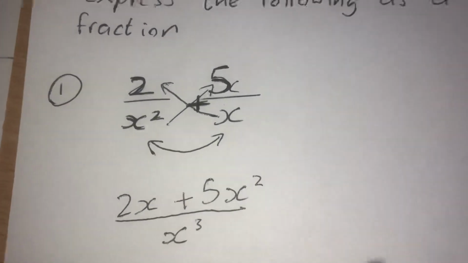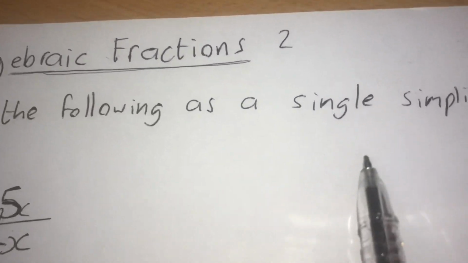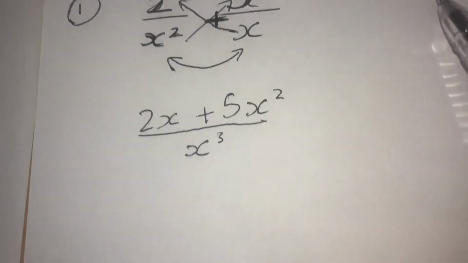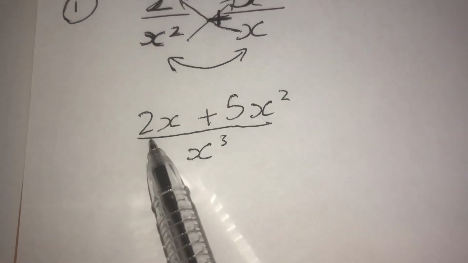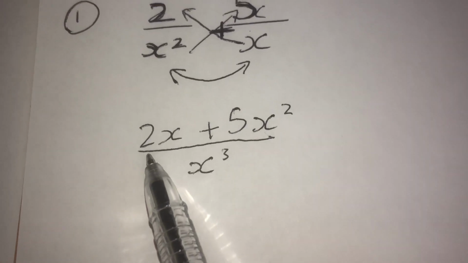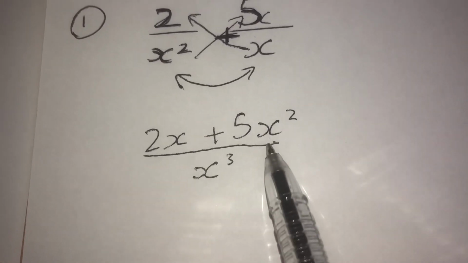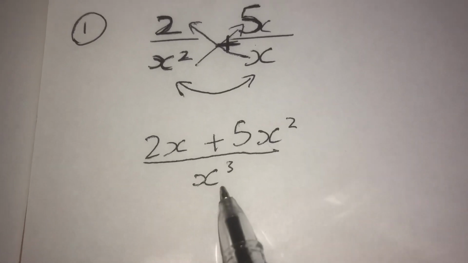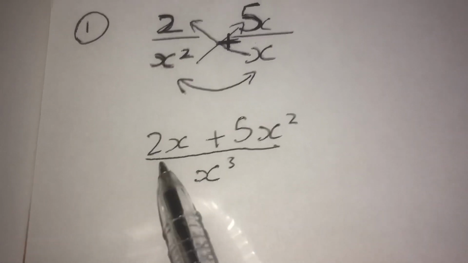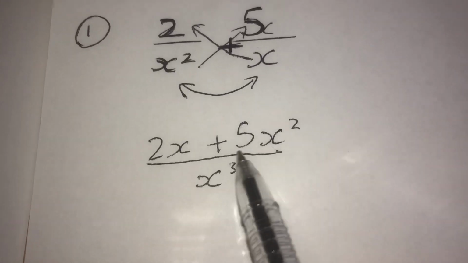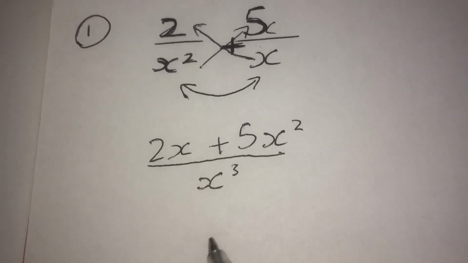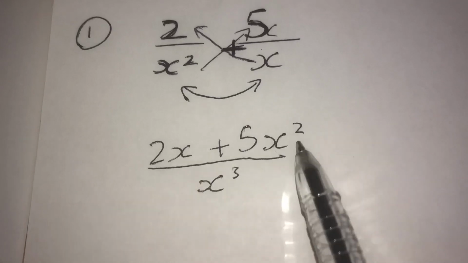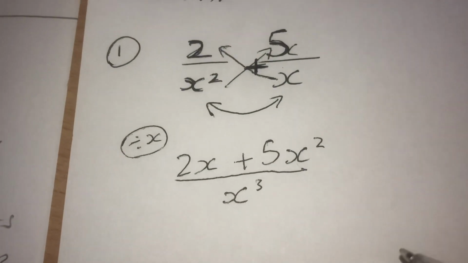However, we have been asked to express it as a single simplified fraction. So what we have to do is look at all three terms. I've got a 2x, a 5x squared, and an x cubed, and I have to see if there's a common factor between all three that I can divide by. Although there's no coefficient that I can divide 2, 5, and 1 by, what I can do is take an x out of each. So I would divide the whole thing by x to simplify it.